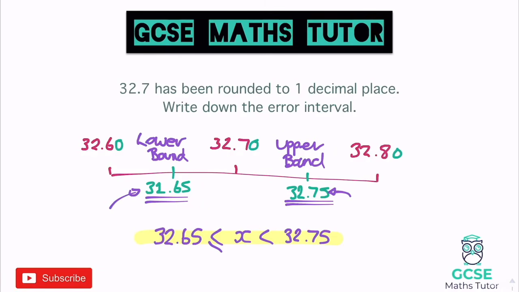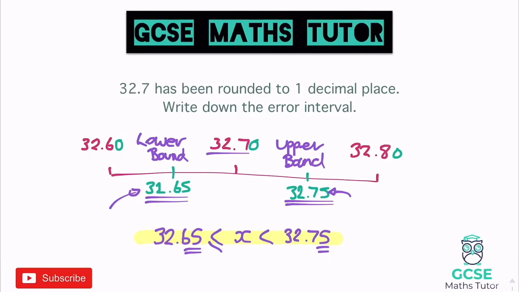Now that's the logic behind why we write the inequality the way we do, why we write this error interval like that. But there is just a nice little trick. If you look at this original number, 32.7, to get the upper bound, the only thing that's changed is this extra 5 on the end. And that's going to always be the case for these ones. All you have to do is put a 5 on the end. And then if you look at the lower bound, again there's a 5 on the end, but the 7 has dropped down to a 6.